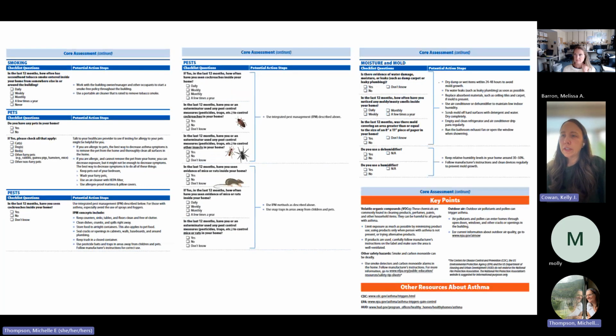And then it goes on to pests. The nice thing about this is that they give some suggestions for potential actions if this is a problem. Like if in the last 12 months you've seen cockroaches in the house, they give some suggestions about how to handle that and some potential strategies. Then it goes on to moisture and mold in the home, more about pests, and then summarizing some of the chemicals and exposures that may be around. Slide.